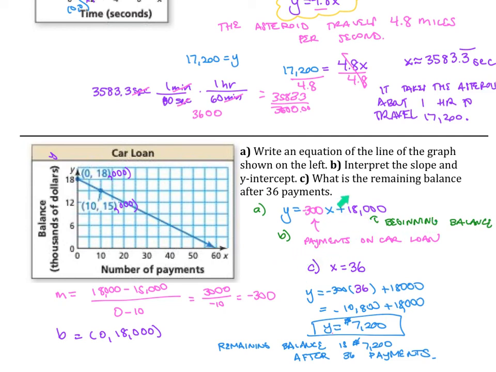And then C, we want to know what is the remaining balance after 36 payments. So we're trying to figure out remaining balance, which is our Y. We know we've made 36 payments, so that is our X value. So X is 36. We plug X is 36 into the equation, and when you do that, you find that it is $7,200. And so the remaining balance is $7,200 after 36 payments.